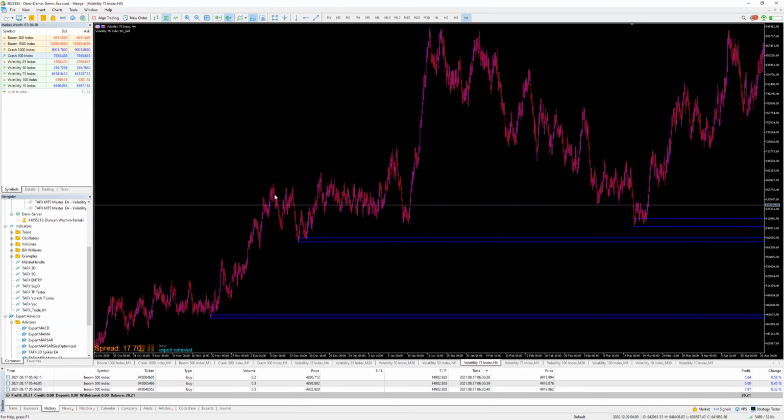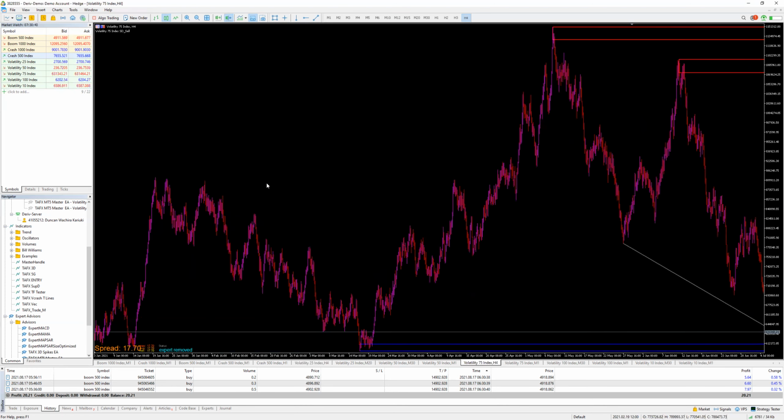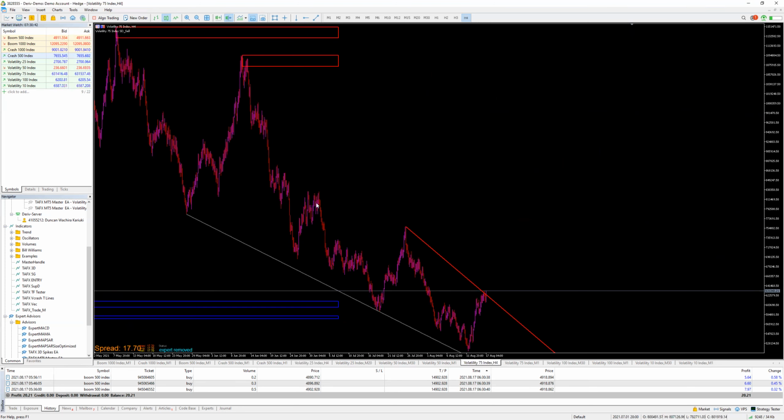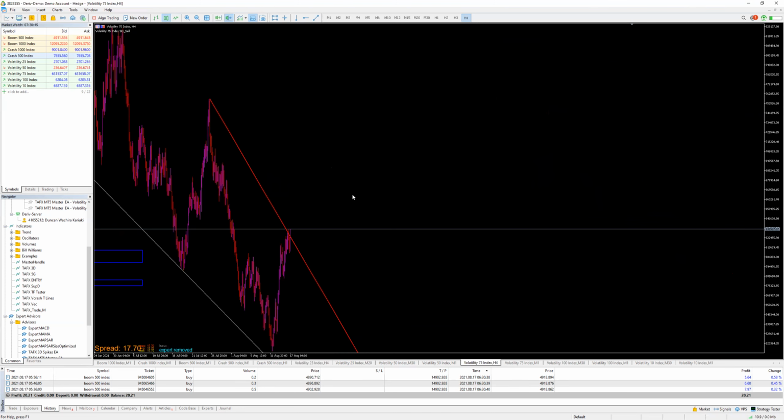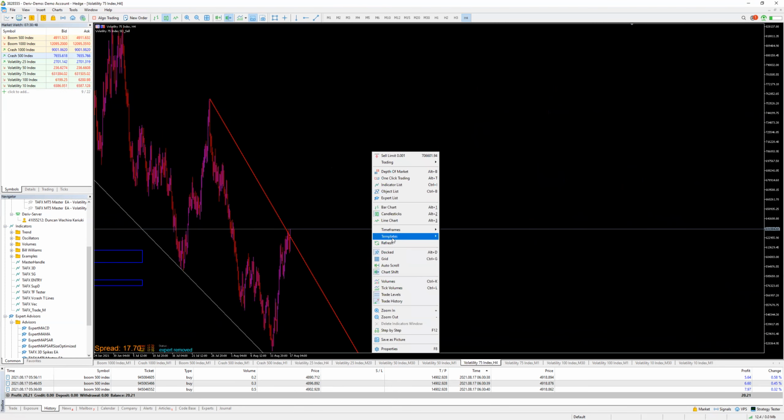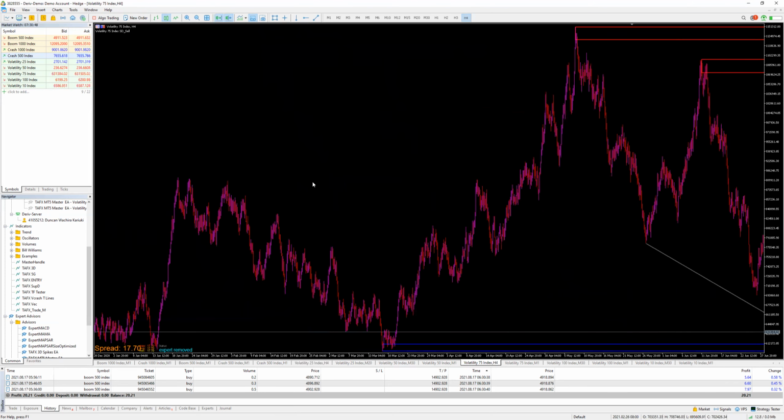And you can just go back somewhat so that you can identify the zones that you want to trade. And there is something you want to do here. Sorry for this, I don't know what's going on.